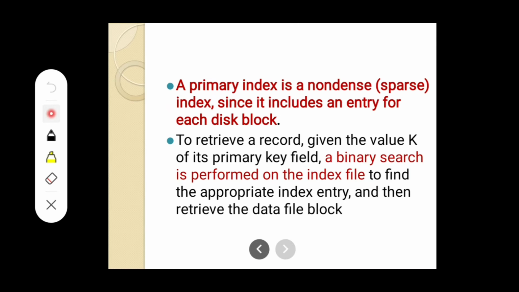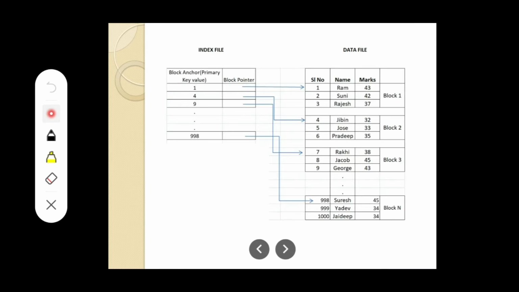So to easily access the information, it performs the binary search algorithm. Why is it using binary search? Because the list is sorted. Since the list is sorted, they are using the binary search algorithm. Using that search key value, they apply the binary search and access the particular record that is stored in the data file. Clear?